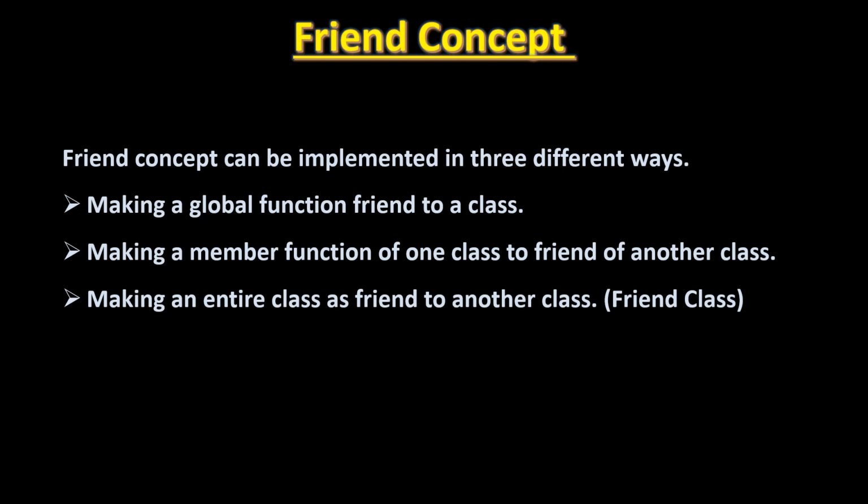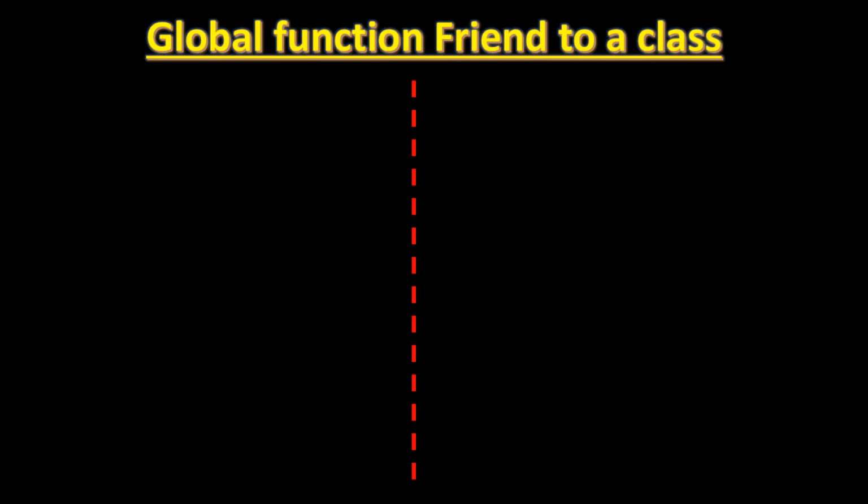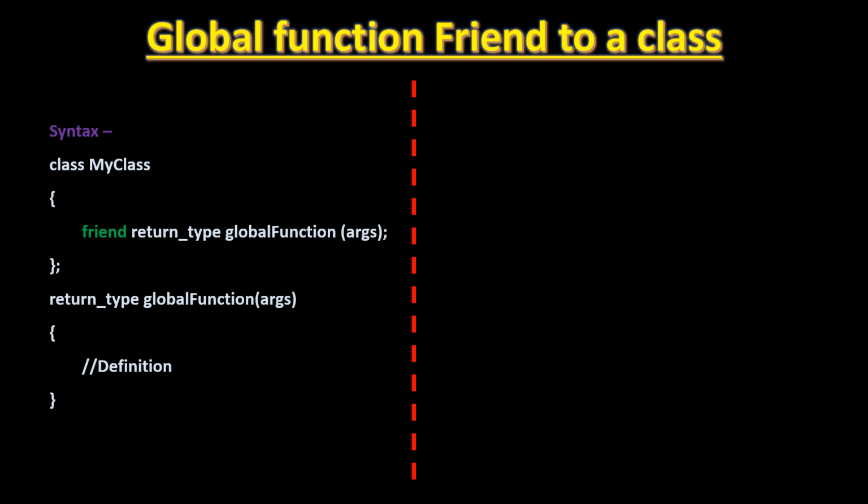Here we have two different classes, and a member function of one class is trying to access non-public members of another class. During that time, how will you implement this friend concept? And the third scenario is making an entire class a friend to another class. So these are the three different use cases where we are using the friend concept. Then how do we implement the friend concept in C++? For this, let's observe the syntax.